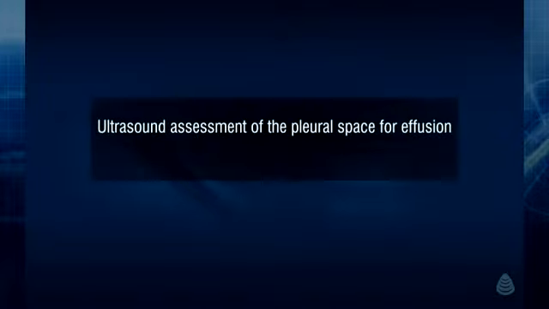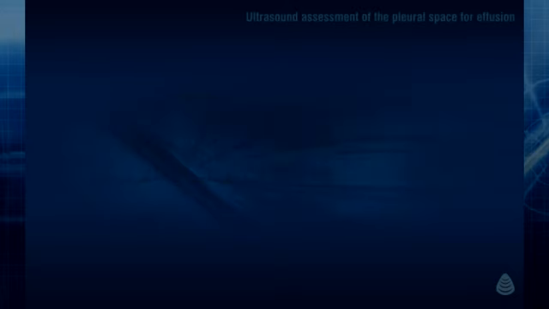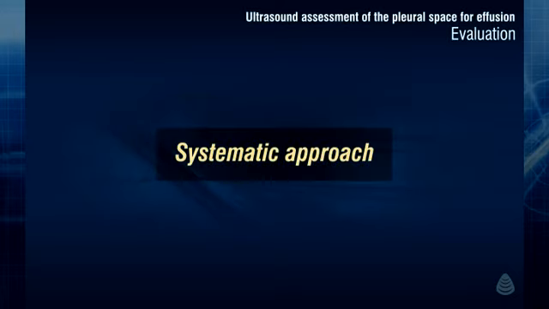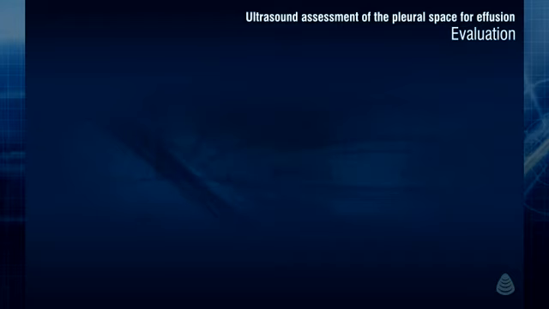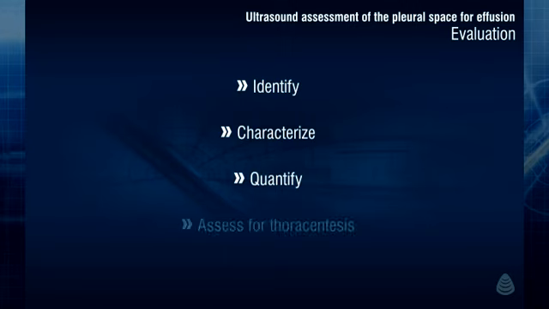Now that we have thoroughly reviewed the basic principles of chest ultrasound, orientation, and thoracic anatomy, we're ready to discuss evaluation of the pleural fluid. Once again, it will be important to keep a systematic approach. When assessing a pleural effusion, you should proceed with the 4 following steps: identify, characterize, quantify, and assess for thoracentesis.